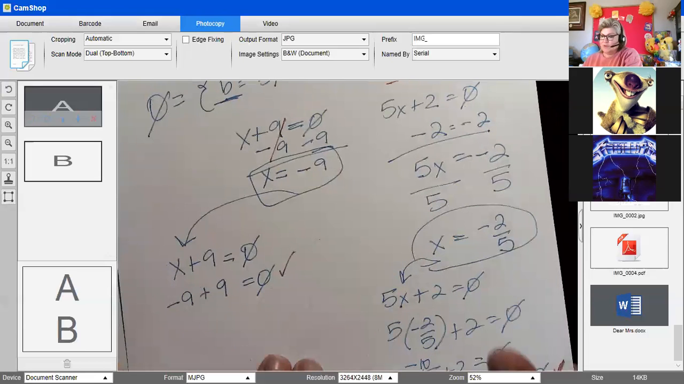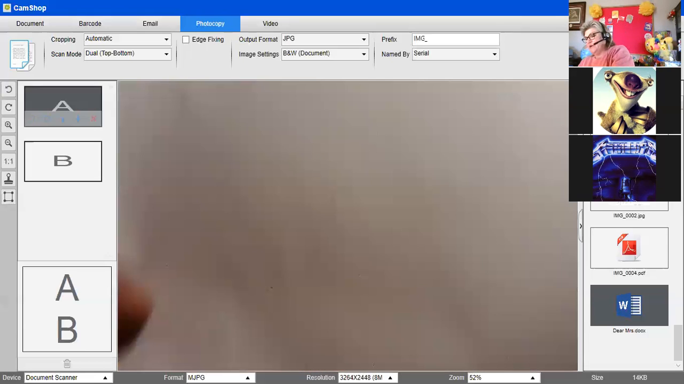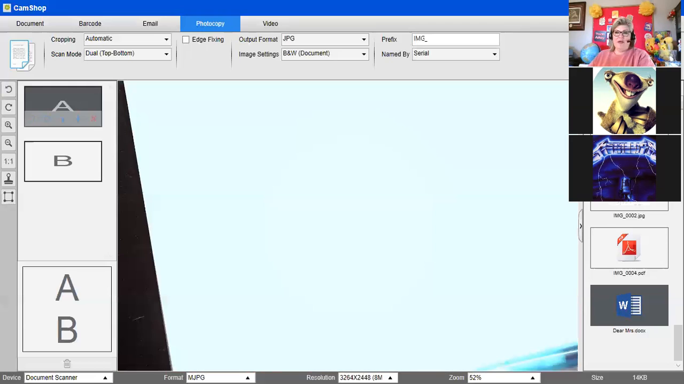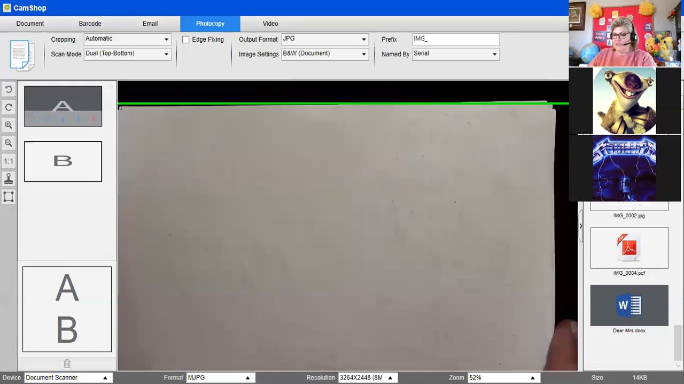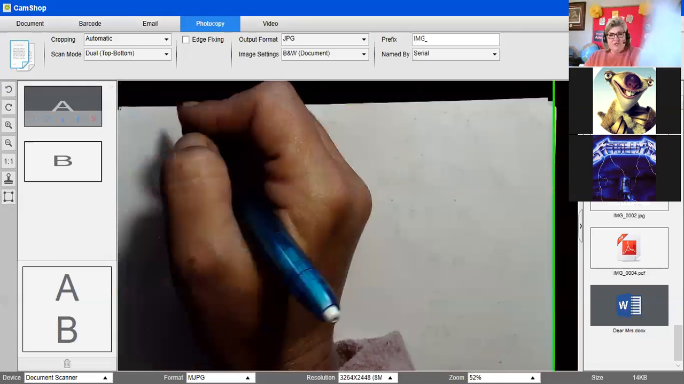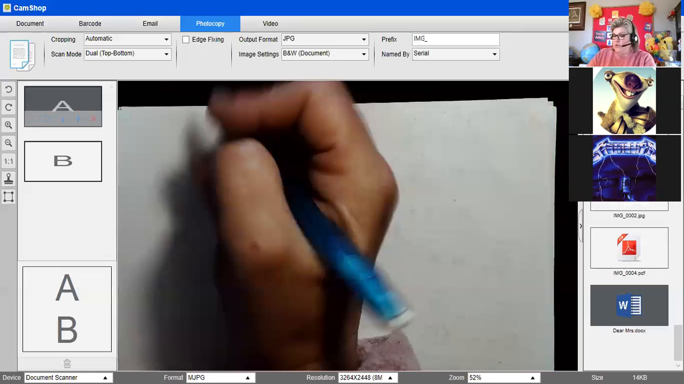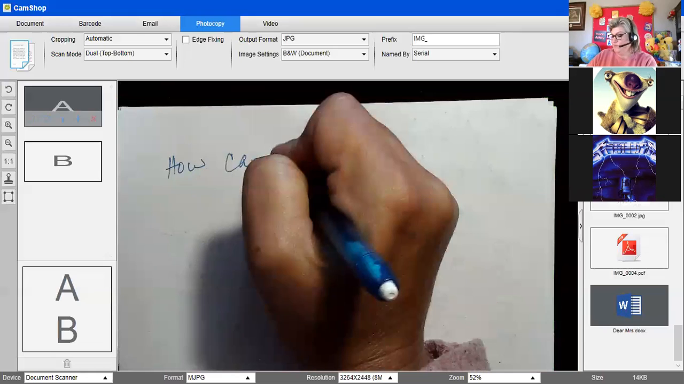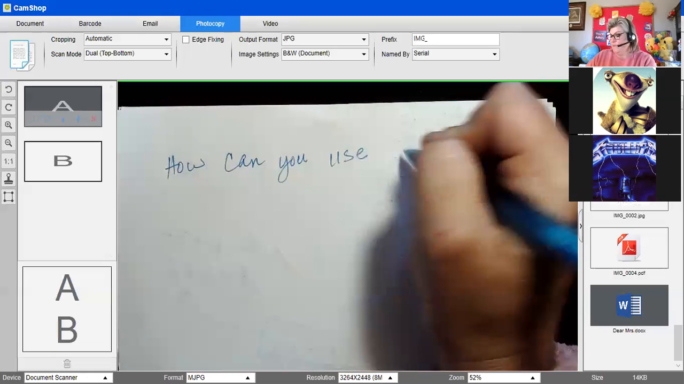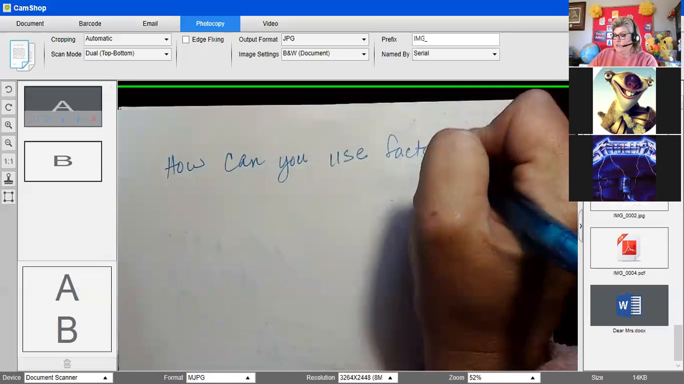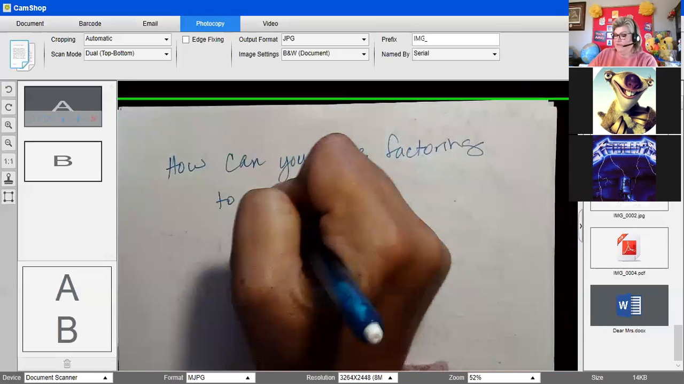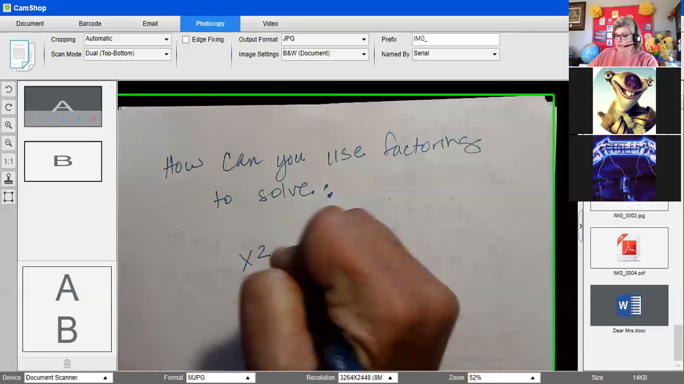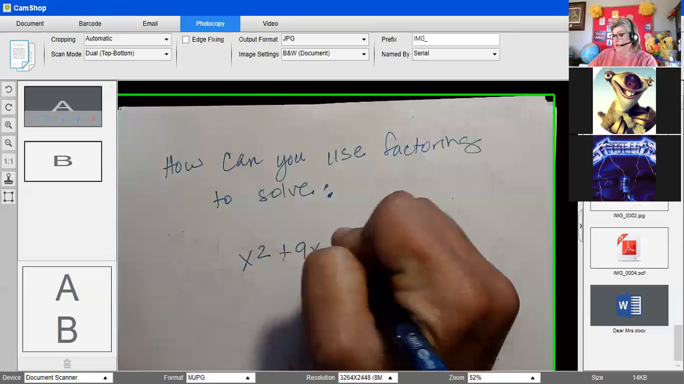Example 2 is a very similar problem, but we're going to incorporate our factoring ability. So example 2 says, how can you use factoring to solve, and it gives us this problem. x squared plus 9x is equal to negative 20.